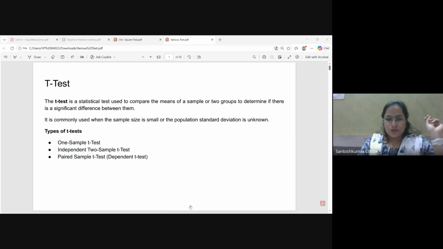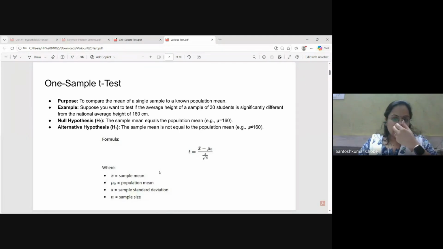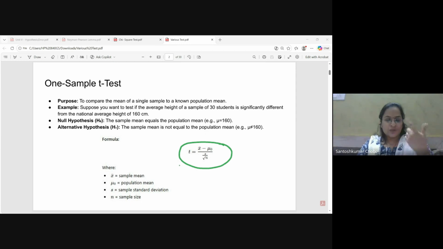Now we'll be looking into the formula for the t-test. The formula for the t-test is T is equal to x bar minus mu 0 divided by S divided by under root of n. Let me explain each term. x bar is my sample mean, mu 0 is the population mean, S is the sample standard deviation, and n is my sample size, correct?